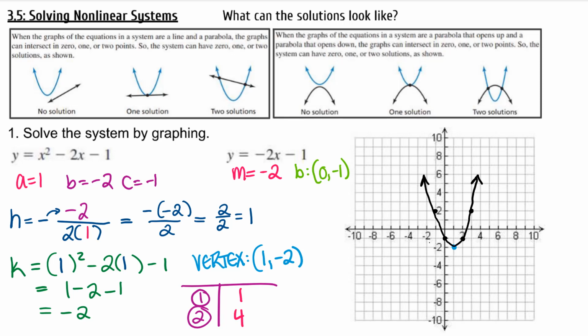Your line has a y-intercept of 0, -1, and a slope of -2 over 1. Graph the linear function. It looks like our line touches the parabola at 1 point. So we have one solution at 0, -1, because that is our point of intersection.